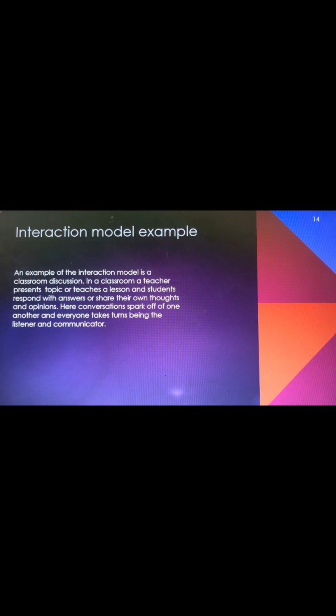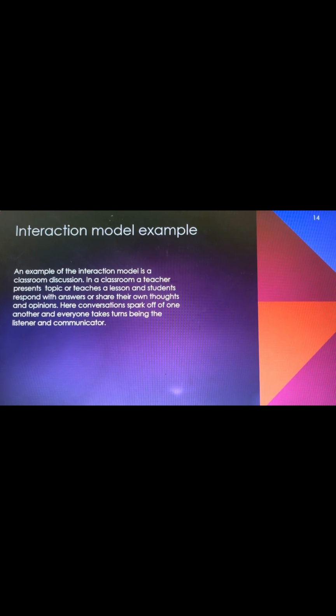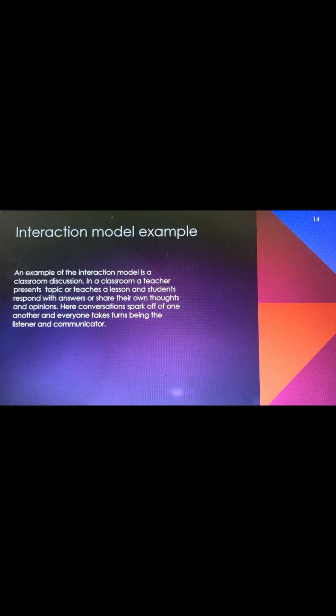Interaction model example. An example of the interaction model is a classroom discussion. In a classroom, a teacher presents a topic or teaches a lesson, and students respond with answers or share their own thoughts and opinions. Conversations spark off of one another, and everyone takes turns being the listener and communicator.